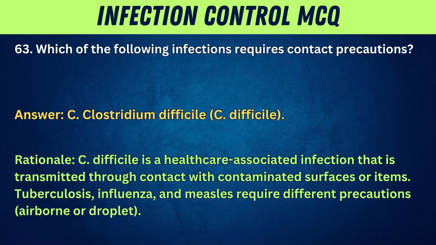C. difficile. Rationale: C. difficile is a healthcare-associated infection that is transmitted through contact with contaminated surfaces or items. Tuberculosis, influenza, and measles require different precautions, airborne or droplet.